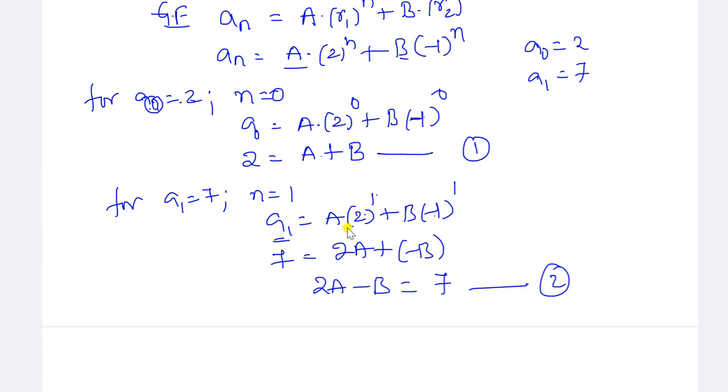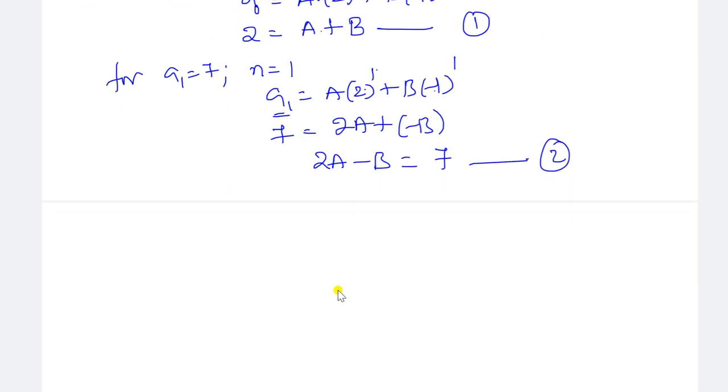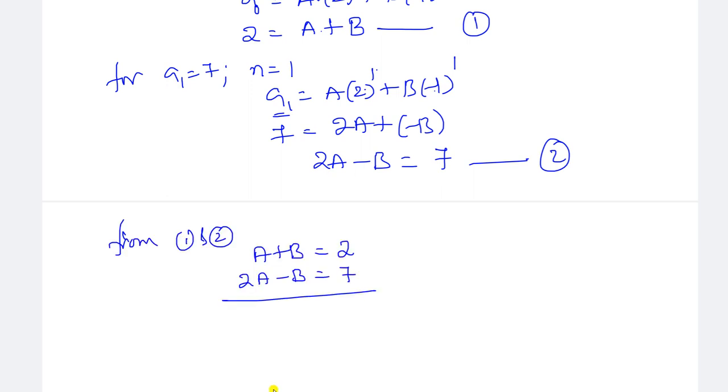Now we have to solve equations 1 and 2. From 1 and 2 we have a plus b equal to 2 and 2a minus b equal to 7. Since there are direct opposite terms, there is no need to do any modifications, so directly add the equations. Plus b and minus b cancel, 2a plus a means 3a, and 7 plus 2 means 9. So a is equal to 9 by 3, that is 3. So a equal to 3.